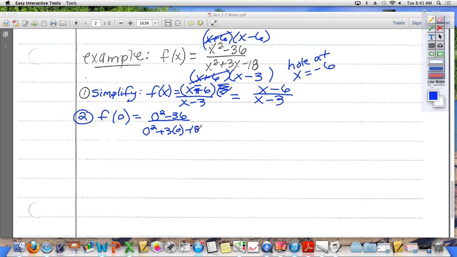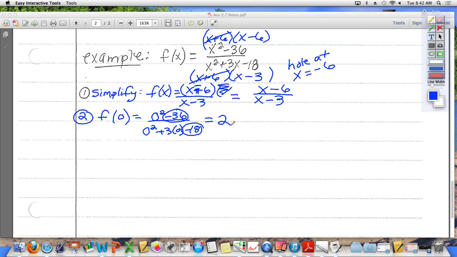And the more you guys do this, the more you're going to realize that really all you're doing is just taking the constants, the numbers that don't have the x's, and dividing them. So you're just taking negative 36 divided by negative 18. What is that? It is 2.